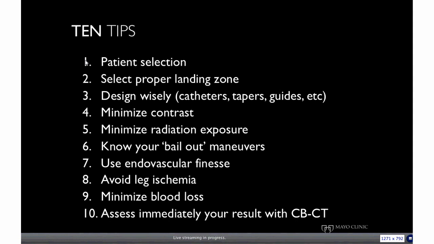minimize radiation exposure. Optimize your imaging and try to work in a dedicated hybrid room with fixed imaging. Know your bailout maneuvers. Conversion to open surgery is not an option in these complex cases. Use endovascular finesse, avoid leg ischemia, minimize blood loss, and assess your result immediately using cone-beam CT.